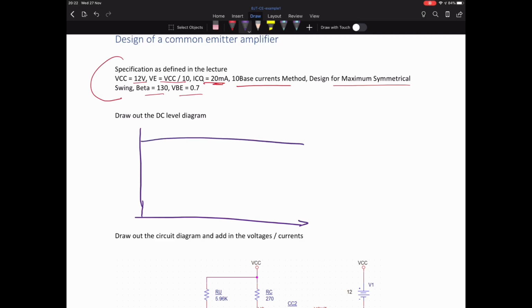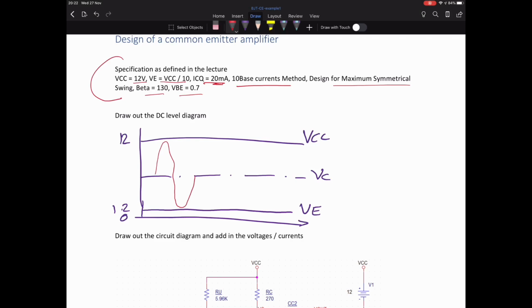So first thing in sketching our voltages is we want to know where the supply is, VCC. That's at 12 volts. Our emitter is at VE, and that's at 1.2 volts. Now, the best place to put the collector is in the middle of those two values. So the ideal thing to do is to draw a centre line right in the middle, and that's establishing the value VC. 12 plus 1.2 divided by 2 gives us the midpoint value, 6.6 volts. That gives us maximum symmetrical swing.